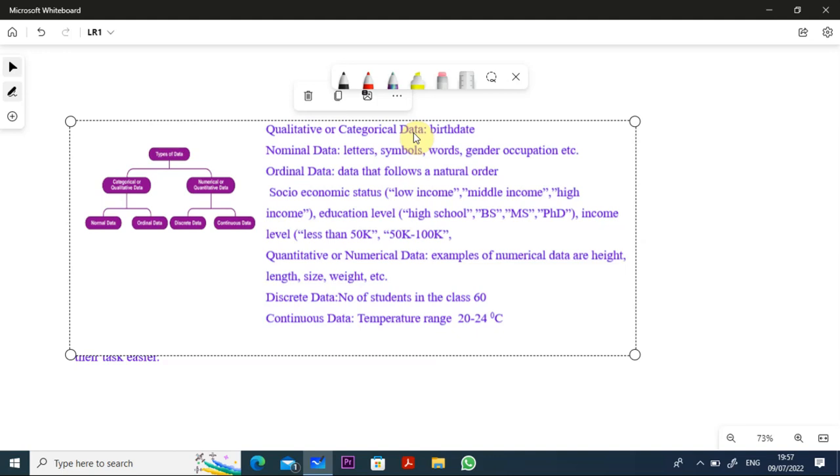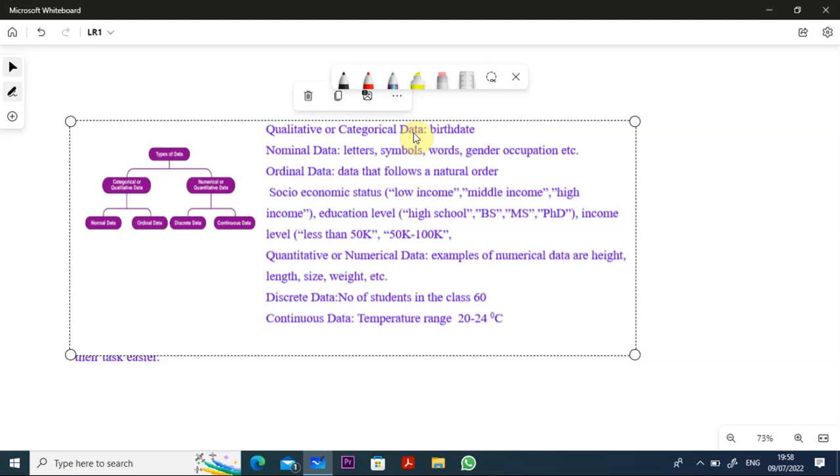Then coming to quantitative or numerical data, examples are numerical values or digits, for example the height, length, size, and weight. Height could be 6 feet, length 180 centimeters, and weight 50 kg or some pounds. This quantitative data is divided into two categories: discrete data and continuous data.